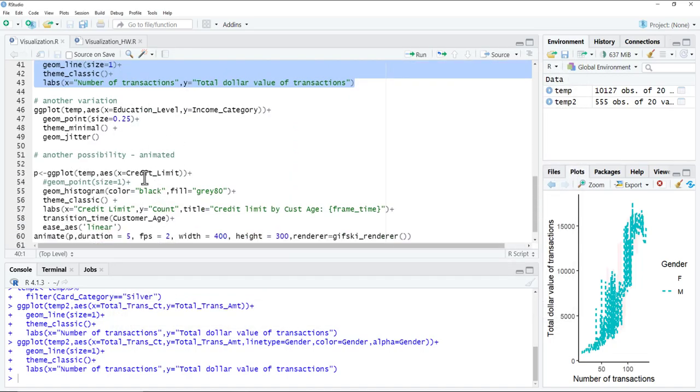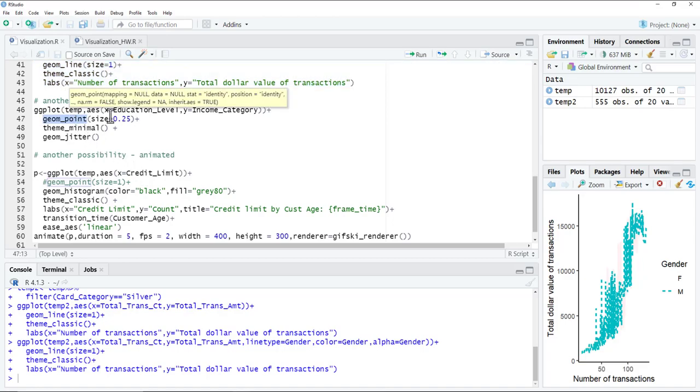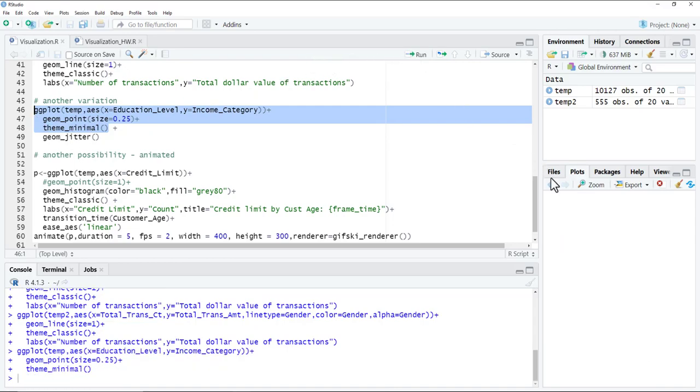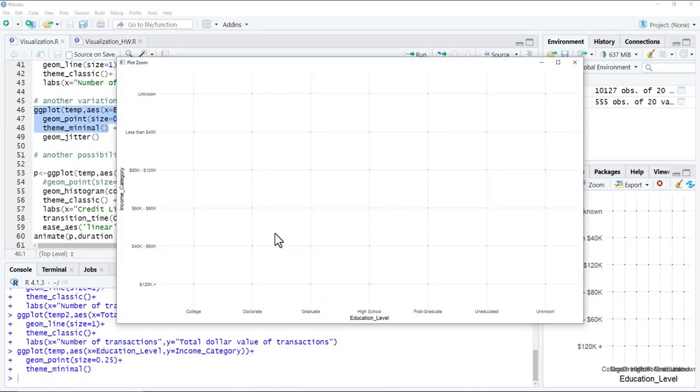Let's try a few other things. So this is, again, a scatter plot, making the size smaller. I'm going to plot the education level on the x-axis and the income level on the y-axis. Let me show you something that happens here. If we just do this part, we've got something at every point.